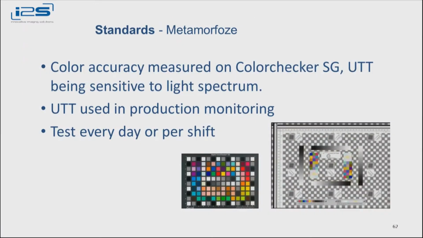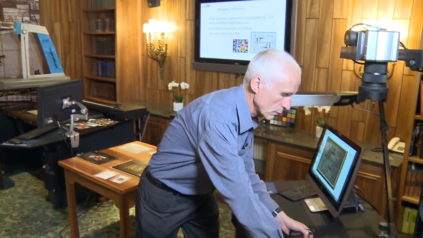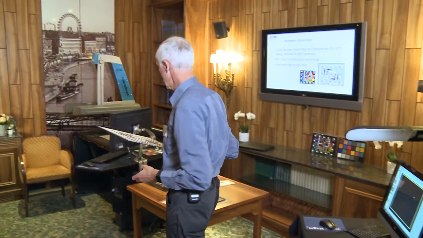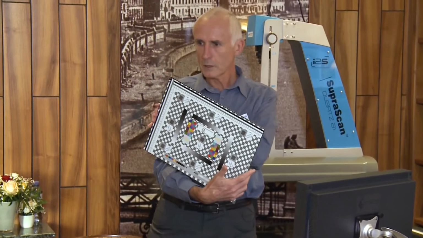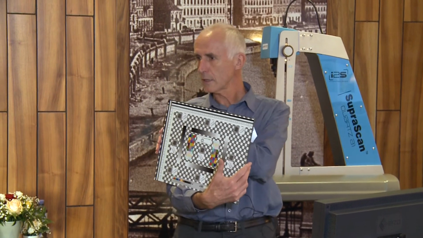How does it work? When they created Metamorphose, it was in 2007. They decided to create a chart going with Metamorphose to check that. Instead of using one chart for the color, one for the grayscale, another one for resolution, it is easier to have only one. So they have created this one. It's a UTT chart, for universal test target.